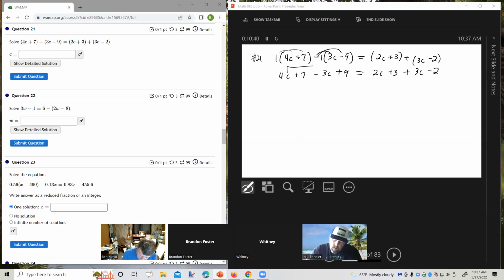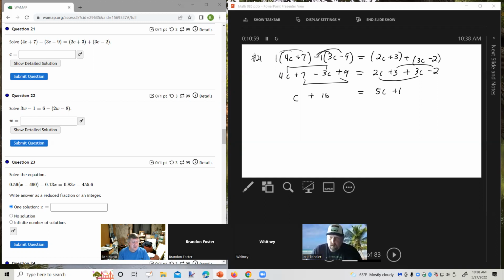Next, we'll combine like terms. 4c minus 3c is 1c. 7 plus 9 is 16. So c plus 16 equals, on the right side, 2c plus 3c is 5c, and 3 minus 2 is plus 1.